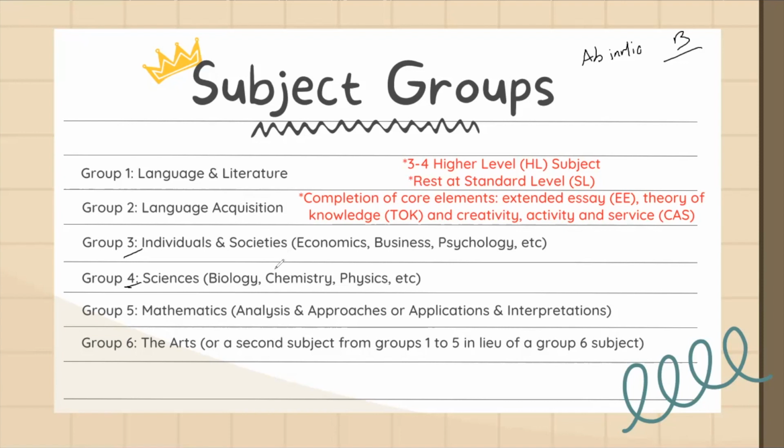And among these subject groups, you are required to take a minimum of 6 subjects, in which 3 of those subjects will be your higher level subjects. You'll be learning more topics from the subject, a harder syllabus, and the other 3 will be at a standard level. However, you are allowed to take 4 higher level subjects, but it doesn't really make that big of a difference. It is still recommended that you take 3 higher level subjects.